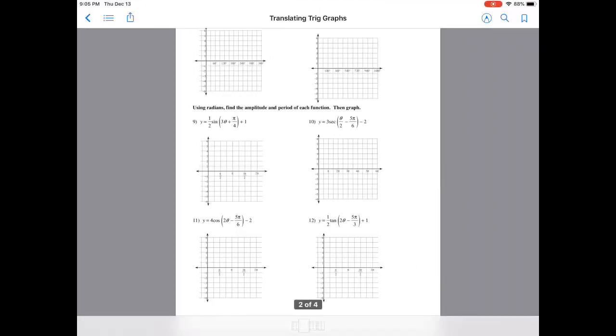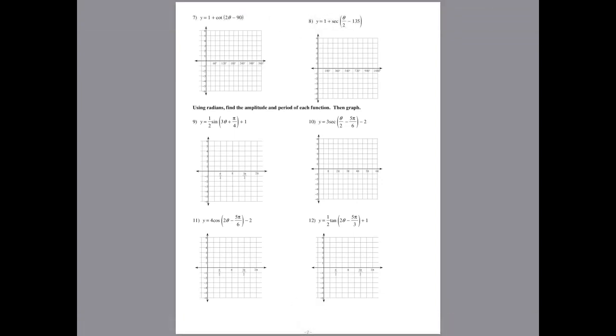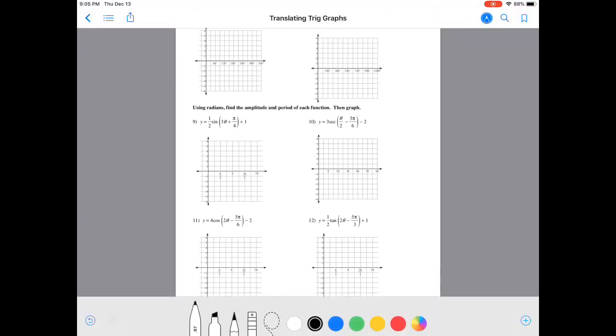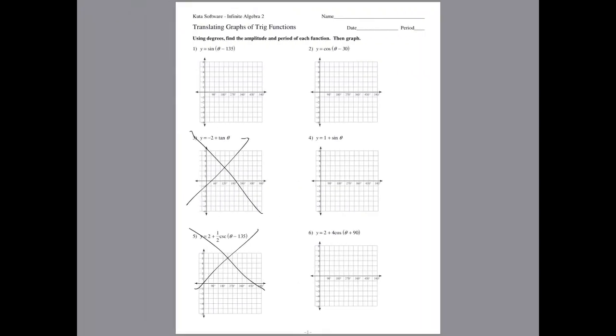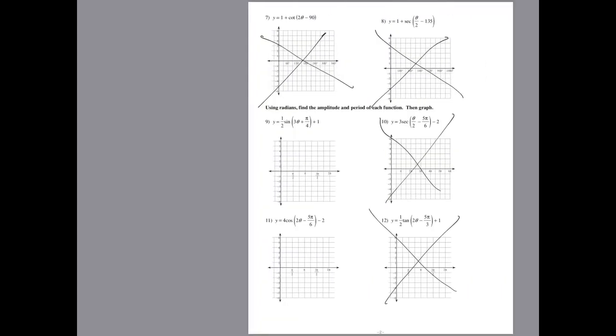So we're going to cross off numbers 7 and 8. And then 10 and 12. So the worksheet doesn't look so intimidating now that we crossed off all those problems. So give these a try.